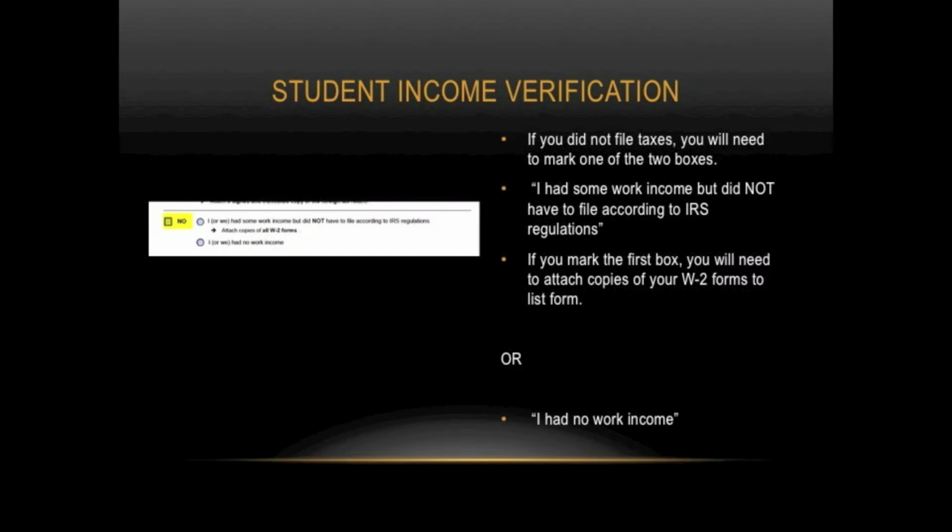If you did not file your taxes, you will need to mark one of the two boxes. Had some work income but did not have to file according to IRS regulations. If you mark the first box, you will need to attach copies of your W-2 forms to this form. Or, I had no work income.